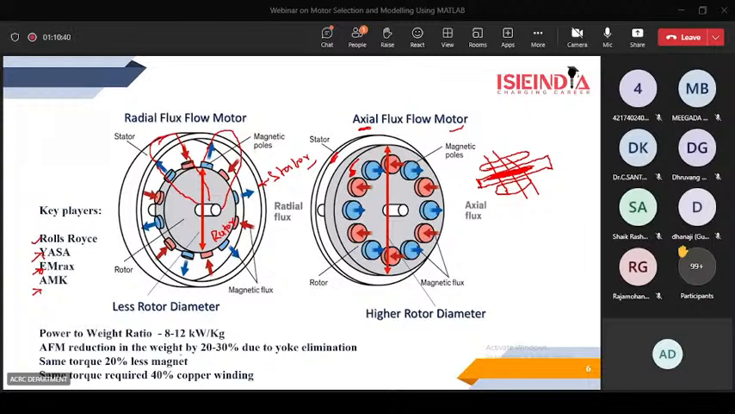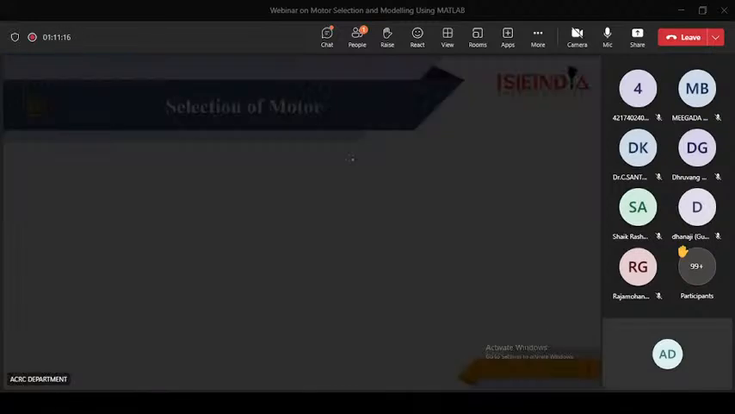And also, the same torque is required with 40% less copper winding. The copper winding also reduces because we get a similar flux linkage. If we use a radial flux and an axial flux motor for the same rating, in the axial flux motor the copper will be less as compared to the radial one. So this is mainly the difference between the axial flux motor and the radial flux motor.